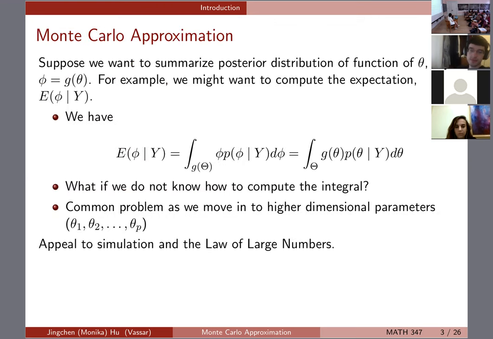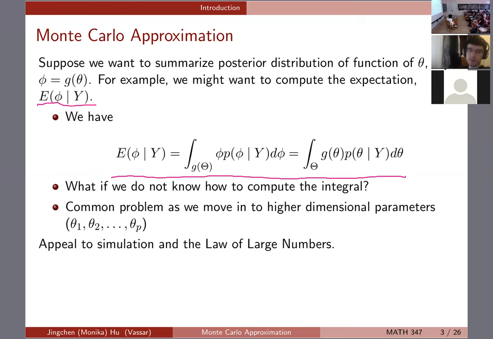All right, so this is the very simple, basic theory behind how that should work. Suppose you want to summarize the posterior distribution of a function of theta, or just theta itself. Here, I just use the generic case, the function of theta. So for example, if you want to compute the expectation, because this is posterior, you're going to write the expectation of theta given y, okay? Because now it's given the data. So if you want to compute the expectation of that, this is what you can do from probability and calculus, okay?